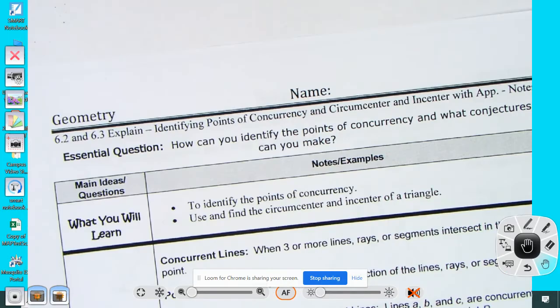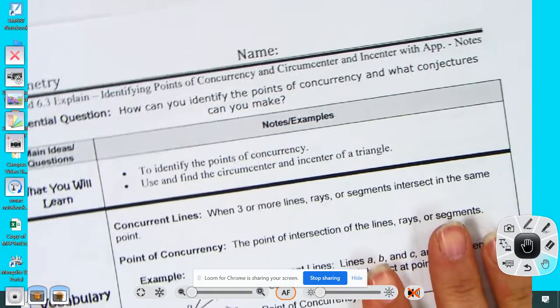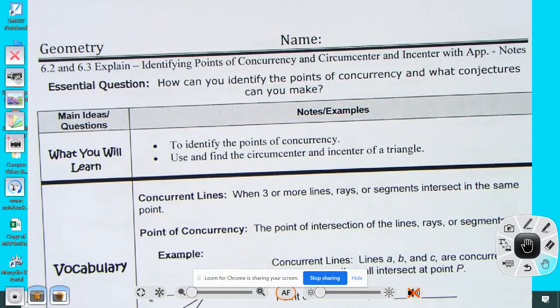All right, so today we are still focusing on bisectors. We're still focusing on the angle bisectors and the perpendicular bisectors, but today we're going to talk about what happens when all three of them intersect at the same time.